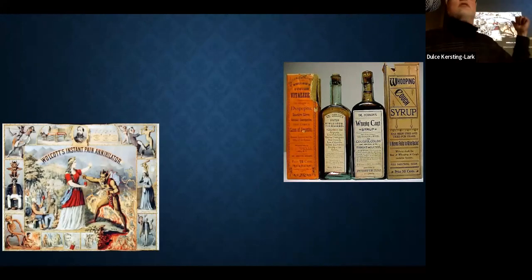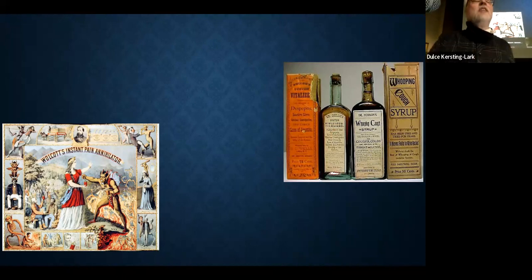This one's one of my favorites. Walcott's Instant Pain Annihilator. And I like it because of the ad. Because what you see is the demons of pain around the edges causing backaches and neck aches and headaches and all that. And in the middle, you have Walcott's chasing off the demon of pain, and the demon's standing there going, curse you, Walcott's, and has to flee, that kind of idea. So drink this, all your pain goes away.